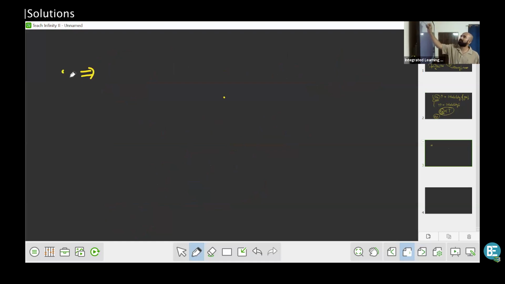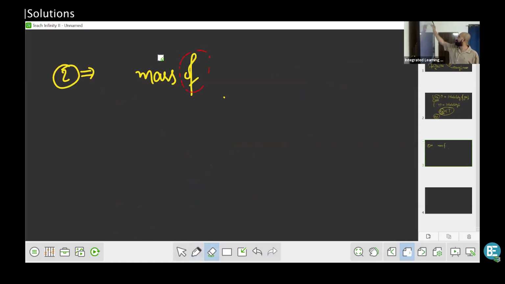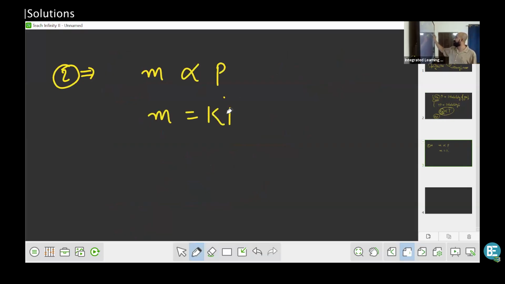Now there's another question. There's a different formulation of Henry's law, that is the second formulation of Henry's law: mass of a gas dissolved. Write it down. Mass of a gas dissolved depends on pressure.